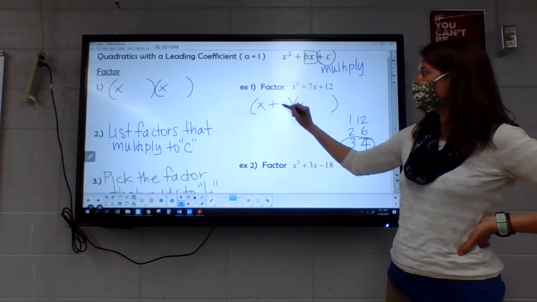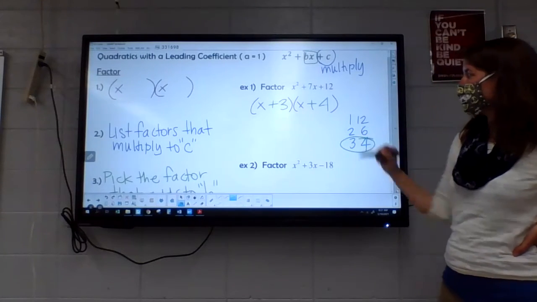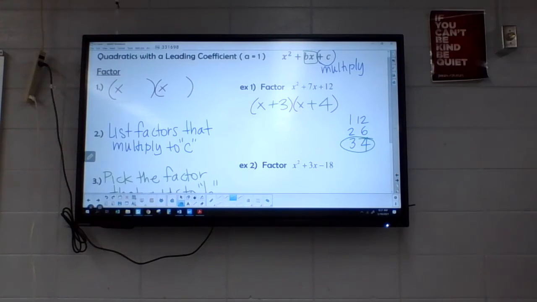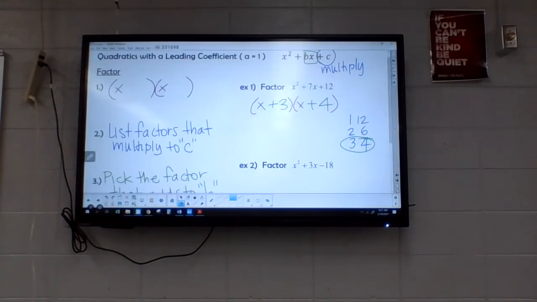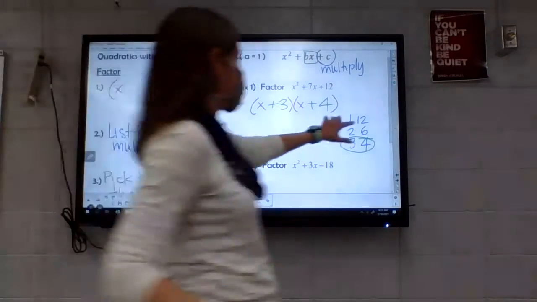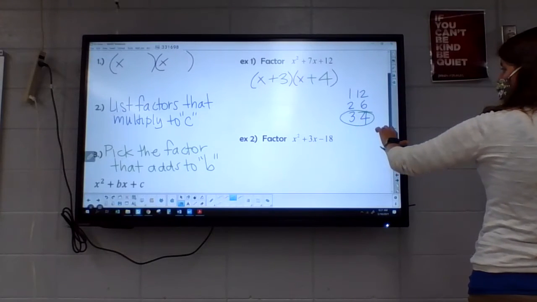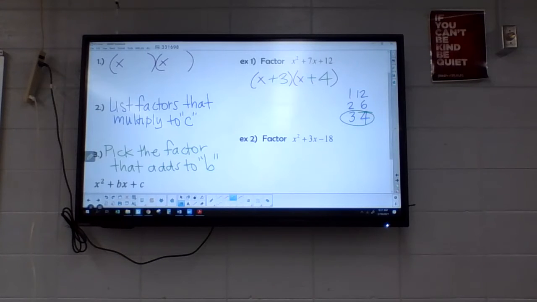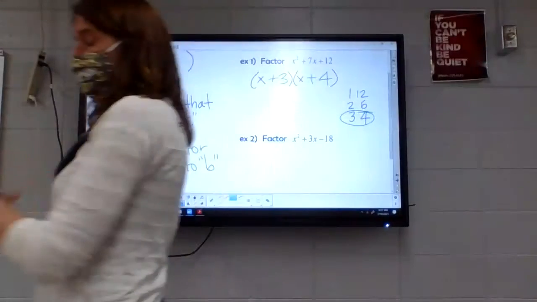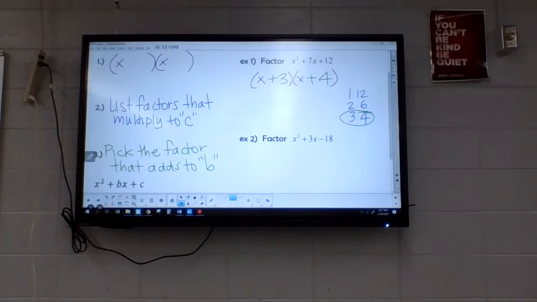So it's going to be a positive 3 and a positive 4. Now the order you put this in does not matter. If you did 4 and 3, it's going to be fine. Pick the factor that adds to B. Now if you're ever unsure that you did something wrong here, you could always FOIL it and check it. You don't need to, but if you have a couple of extra minutes on a test, you could FOIL that through, and it should equal the original problem.